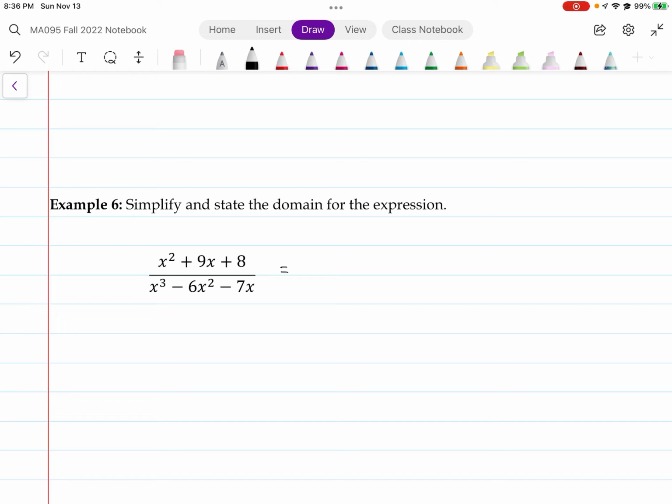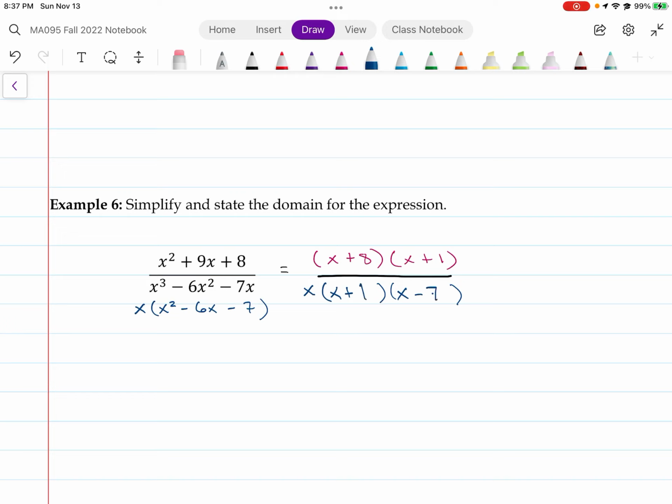All right, so here we have on top x plus 8 and x plus 1, and that is over, let's see, looks like an x factors out of this. So we're going to get x squared minus 6x minus 7. So we're going to have an x out front, and then we'll factor that trinomial. So we'll have an x plus and an x minus. All right, so I get x plus 1 and x minus 7.